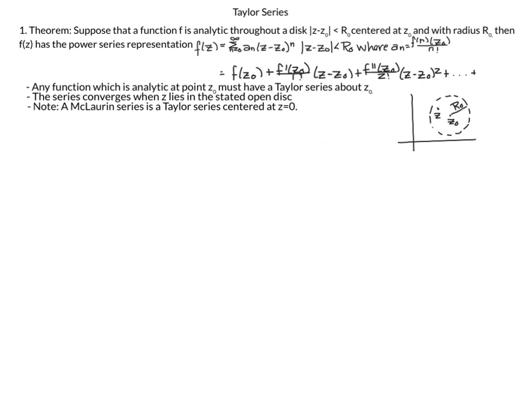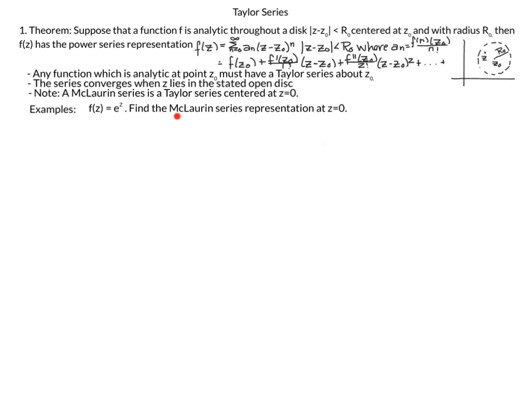A couple of notes. Any function which is analytic at a point z naught must have a Taylor series about z naught. And the second note is we call a Taylor series centered at z equals 0, so when z naught is equal to 0, a Maclaurin series.